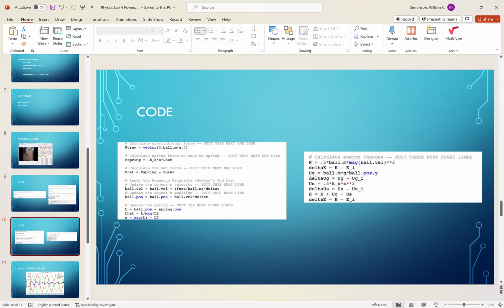As you can see, the force of the spring was used to update the velocity, and this velocity was able to find the kinetic energy. Also, based on the heights and the displacement of the ball compared to the spring, the potential energy of the gravity and the potential energy of the spring, shown on the right side, were able to be calculated.